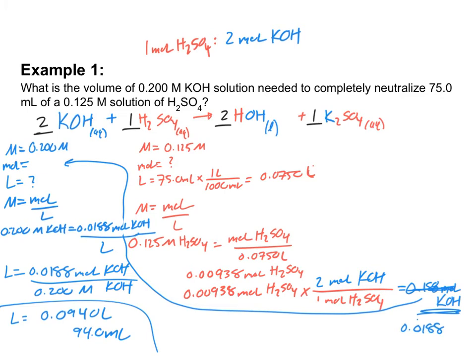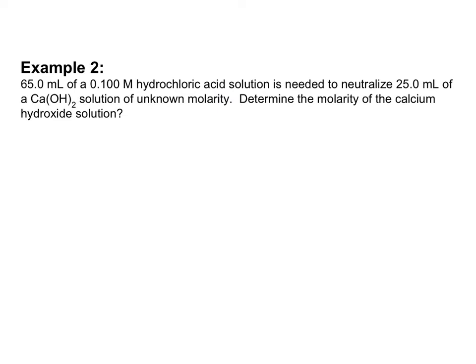Now, another problem. In the next problem, you have 65 milliliters of 0.1 molar hydrochloric acid solution, and it's needed to neutralize 25 milliliters of calcium hydroxide solution with an unknown molarity. Determine the molarity of the calcium hydroxide.